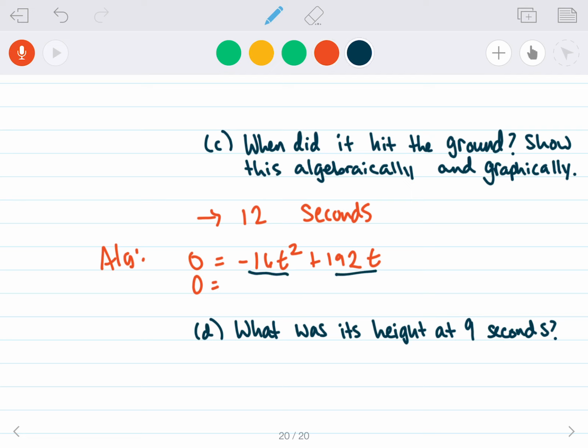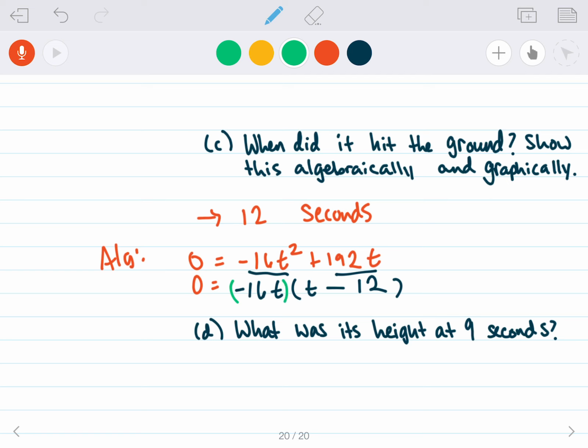Pull out a t, and actually, let's see, does 16 go into 192? Yeah, it does. Sorry, you can actually pull out more than t. You can pull out a negative 16t, right? If I divide this by negative 16t, what's left is t. If I divide this by negative 16t, well, 192 divided by negative 16 is negative 12. Okay. Cool. All right, so it's all factored up, and now we can set each individual factor equal to 0.